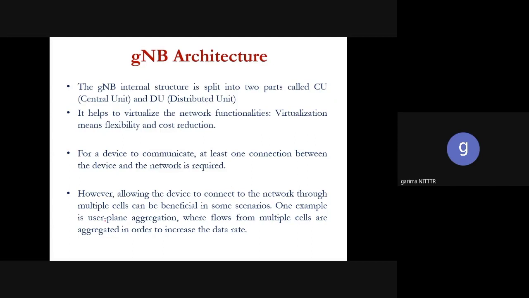In 4G, the name given for the BTS is eNode B. If we look from 2G, 2G has the name BTS, 3G has the name Node B, 4G has the name evolved Node B, and 5G has the name gNode B. So we move from Node B to evolved Node B, and then for 5G, it is now gNode B.